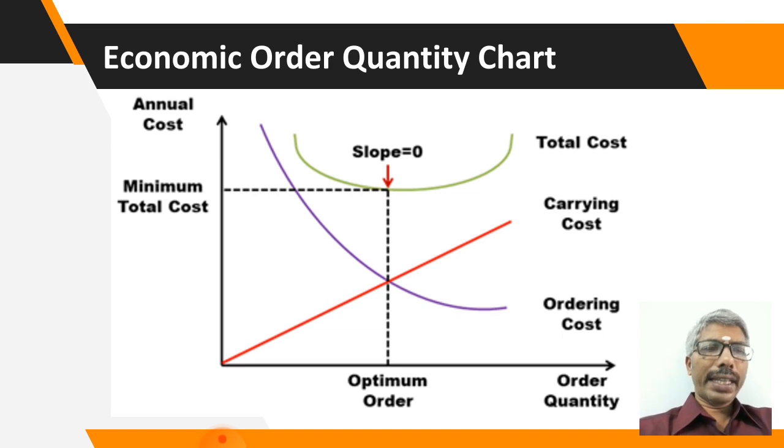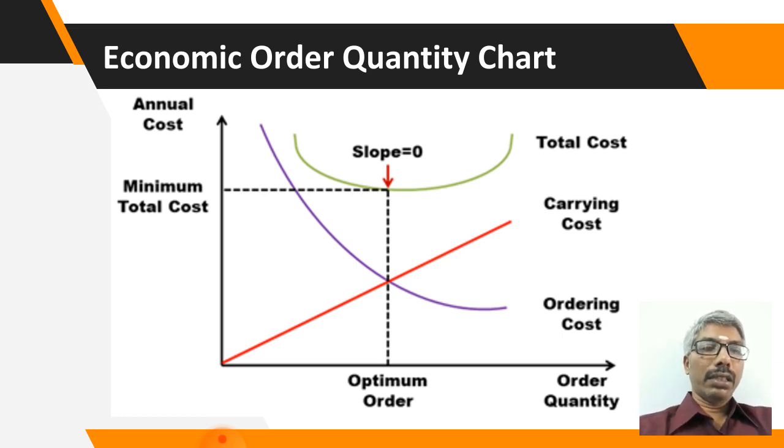And with regard to the carrying cost, it starts from 0 and increases with respect to the number of units ordered. If you have a lesser number of units per order, we have a lesser carrying cost. If you have a higher quantity in the order, it leads to higher carrying cost.